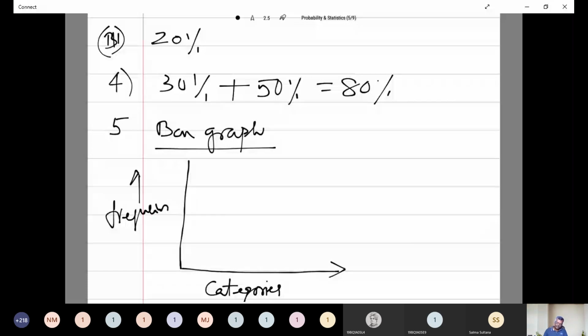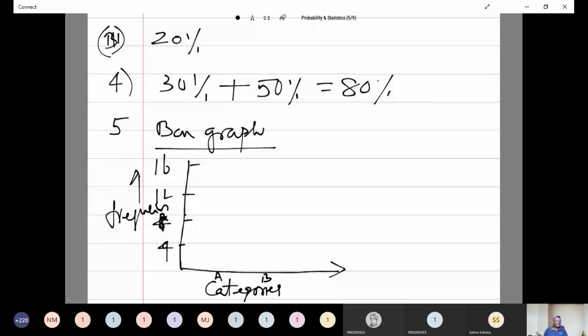Now, what are the frequencies? What is the minimum value and what is the maximum value? Maximum frequency is equal to 16. Therefore, we have to take up to 16. That means 0, 4, 8, 12, then 16. For convenience, you have to take it like this. And categories are A, B and C.